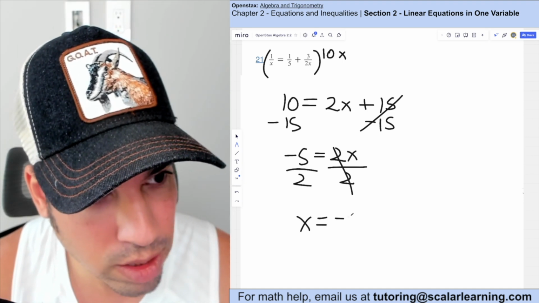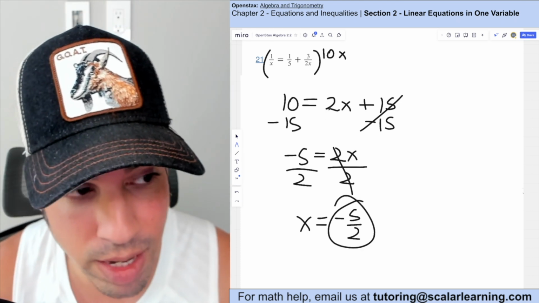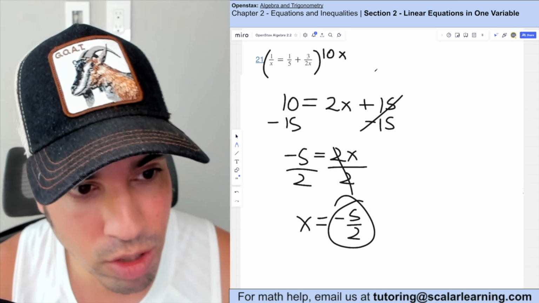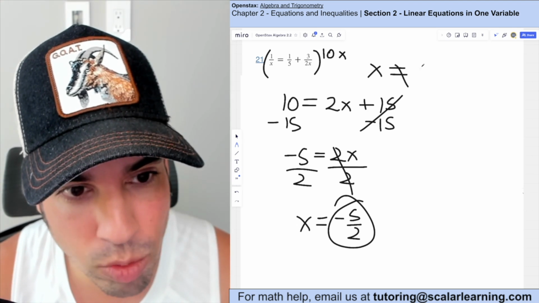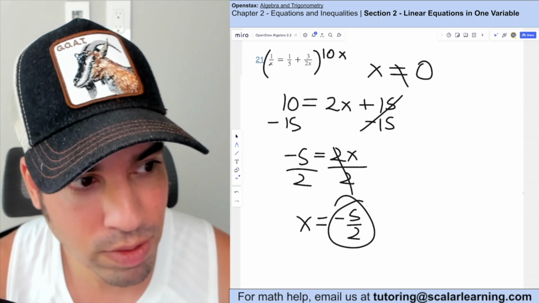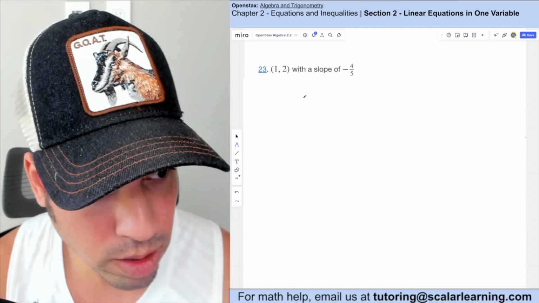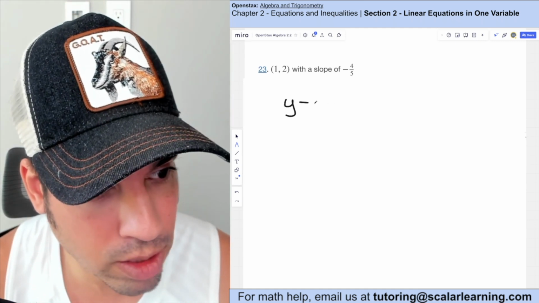X equals negative 5 halves. And we also need to state the excluded values, and there is one excluded value here, which is x cannot equal 0, and that's because 0 here and here would give us a 0 in the denominator. So there you go.